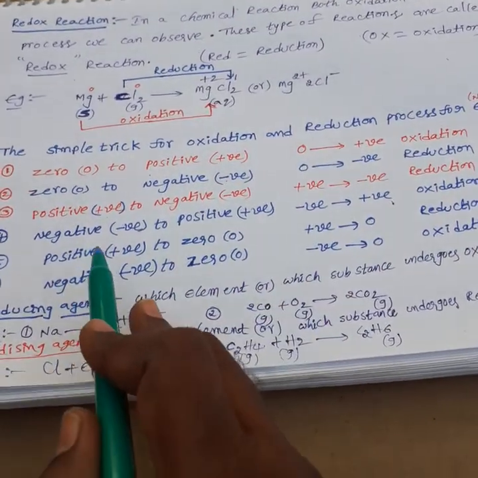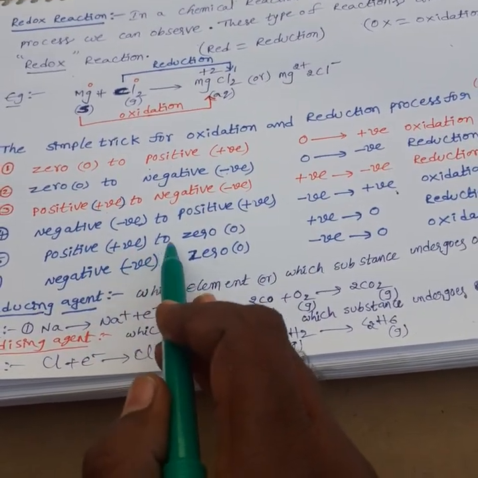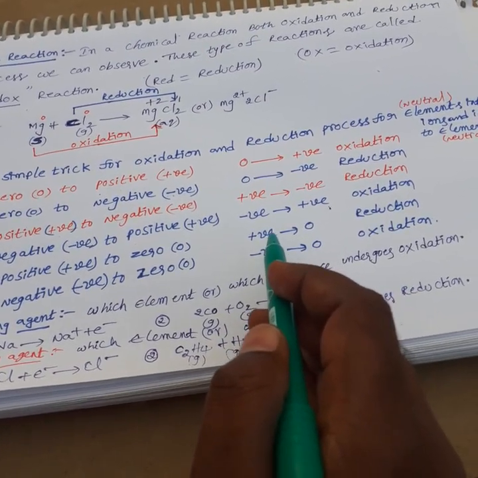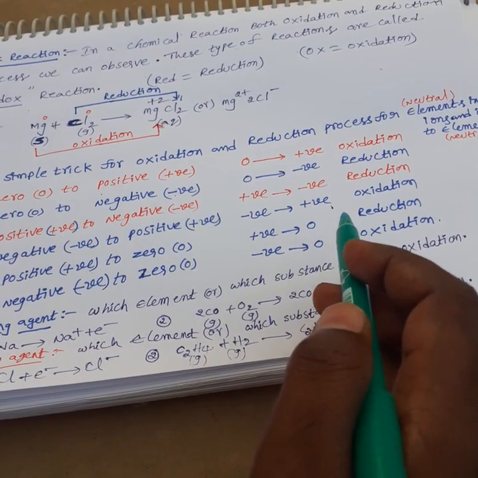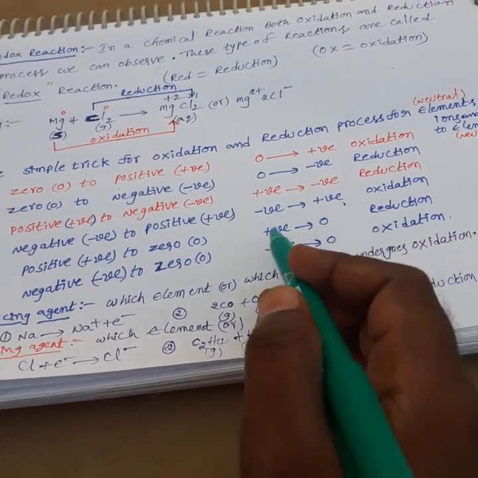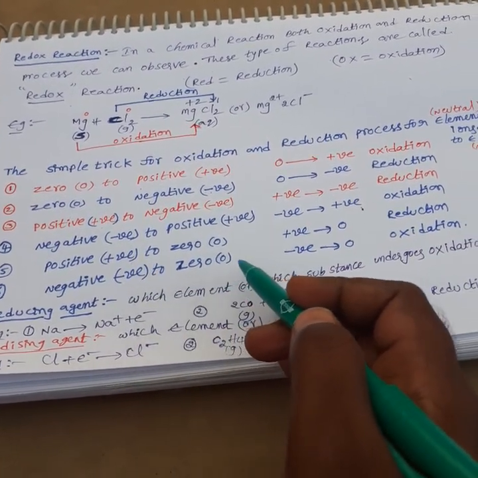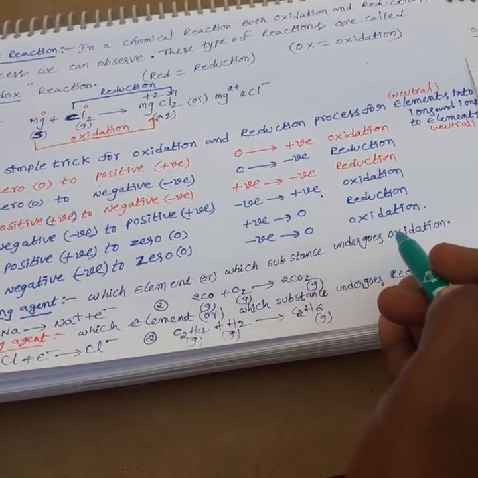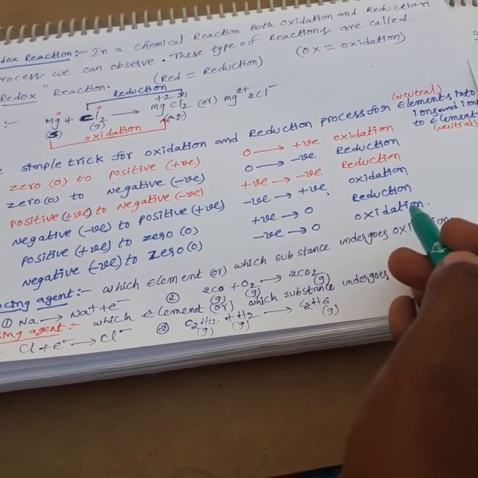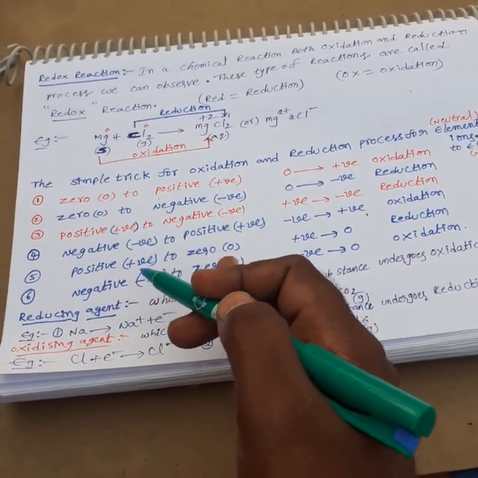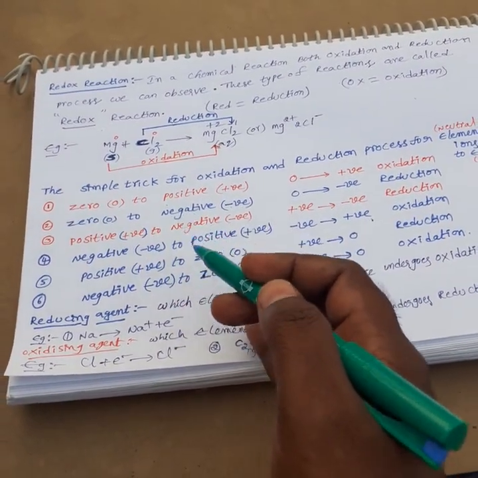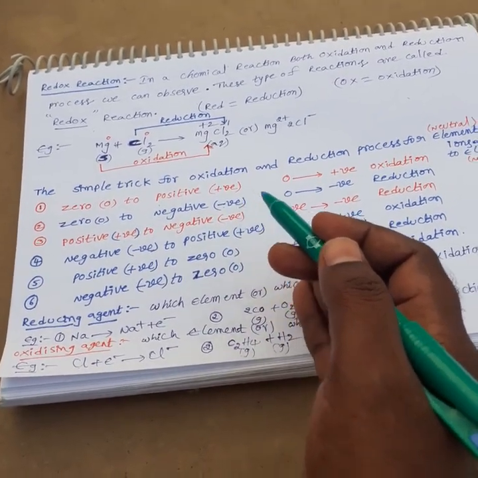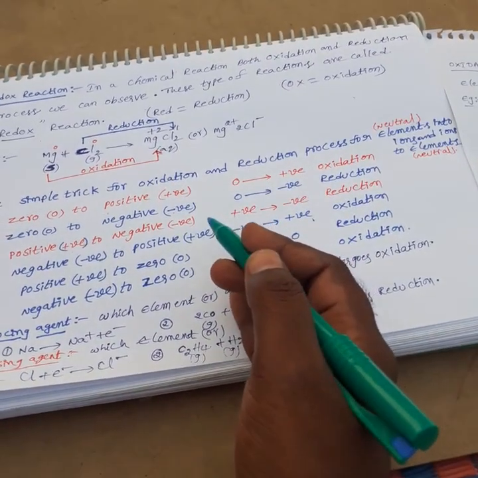process. And next we can follow positive to 0, that is, a positive ion can be converted to 0 by gain of electrons, that is called reduction. And next, negative ion to 0, that is, negative to 0 by loss of electrons, that is called oxidation. These are 6 important tricks so we can easily find the oxidation and reduction processes in a chemical reaction.